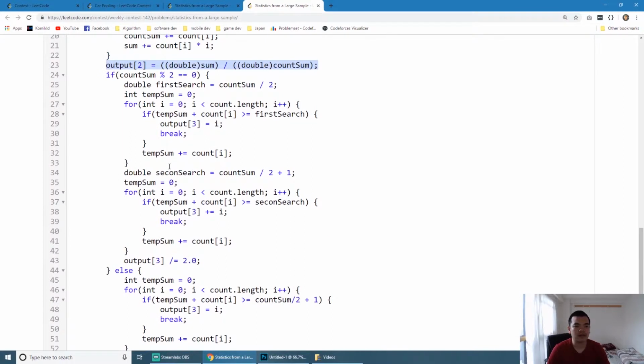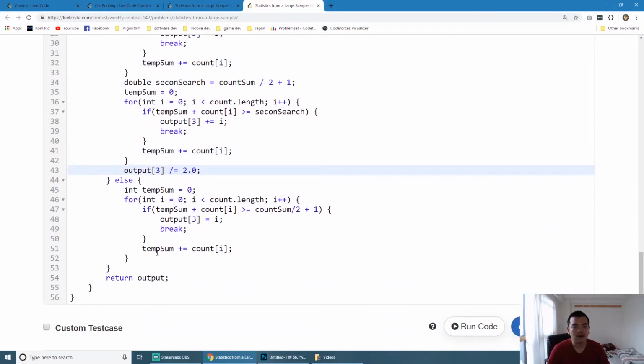So I divide it into 2 methods. The first method is if we have an even number of values, we need to find our first value here. So count divided by 2, like 8 divided by 2 is 4, and then data number 5. So here I try to find data number 4 and data number 5, and then we add them up and divide by 2.